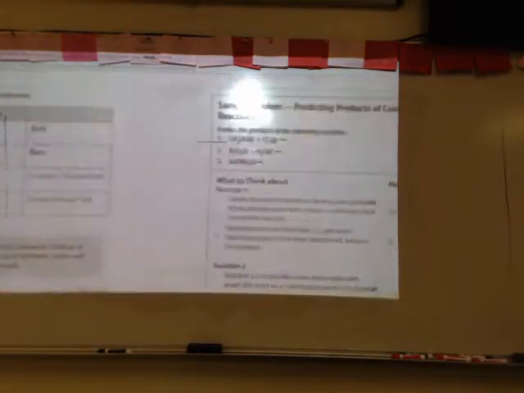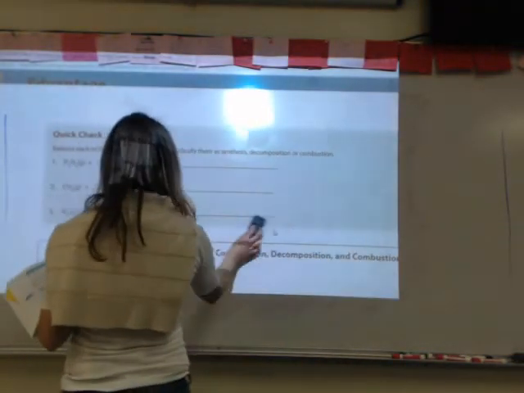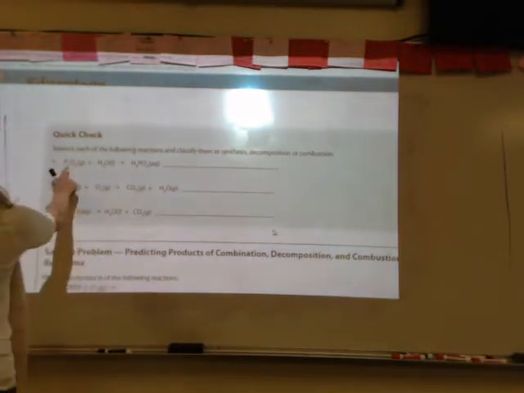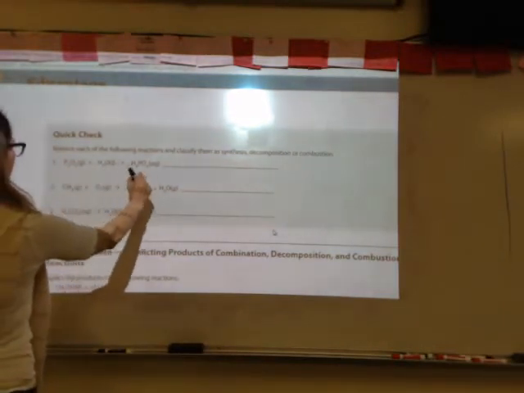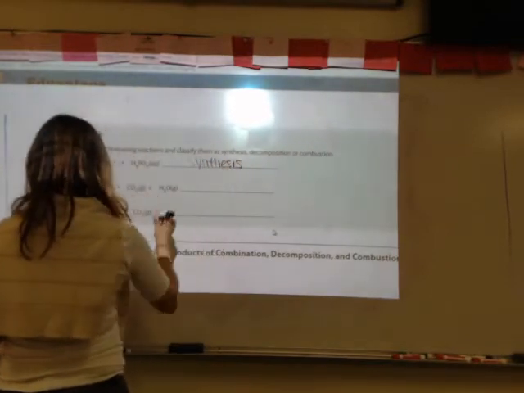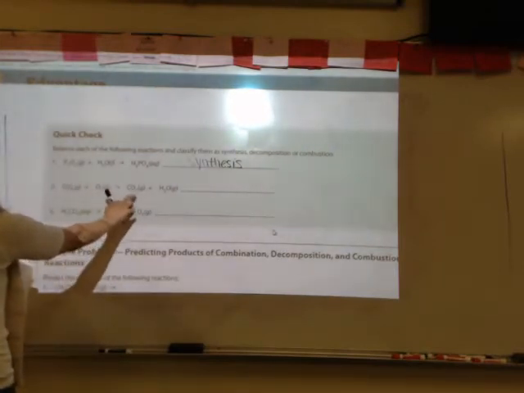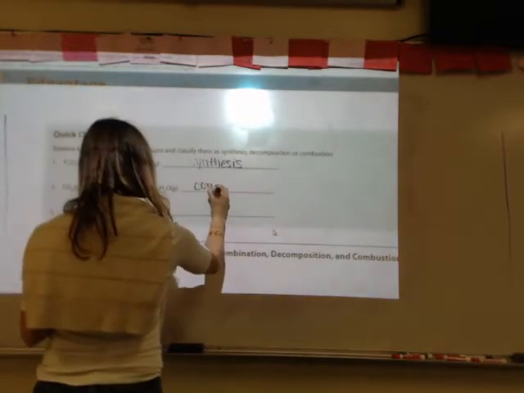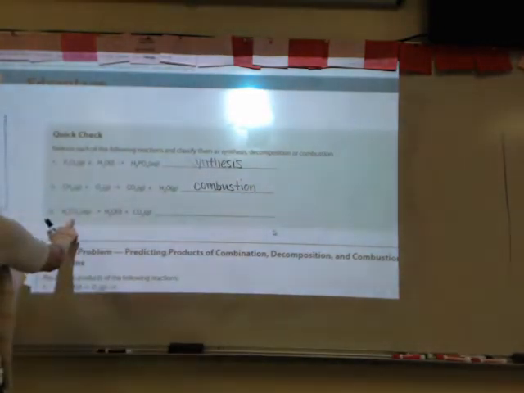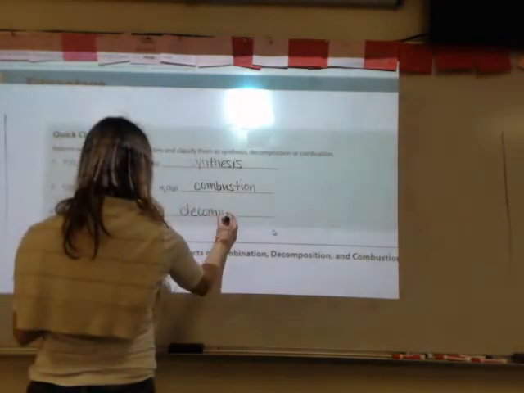So let's take a look at the quick check on the next page. This says balance the following reactions and classify them as synthesis, decomposition, or combustion. Here I'm bringing two different substances together to make one product. So this would be a synthesis reaction. For number 2, we have a hydrocarbon reacting with oxygen to form carbon dioxide and water. So this is combustion. For number 3, we have carbonic acid decomposing into water and carbon dioxide. So this would be decomposition.